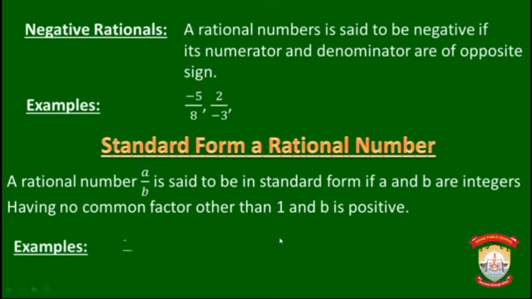Let's take some examples. Minus 5 upon 8. Here 5 and 8 are not divisible by the same number. That means our first condition is satisfied. Now the second condition was that the denominator should be positive, which is also satisfied. So minus 5 upon 8 is in its standard form. Similarly, 2 upon 3 is also in standard form, as there is no common divisor of 2 and 3, and 3 is a positive integer. Similarly, minus 7 upon 15 is also in its standard form.